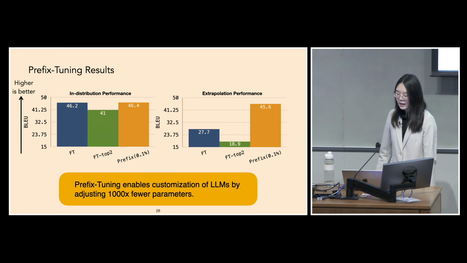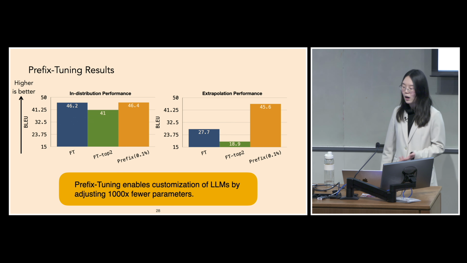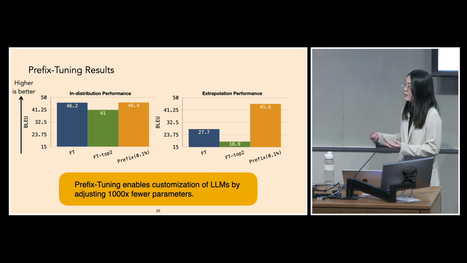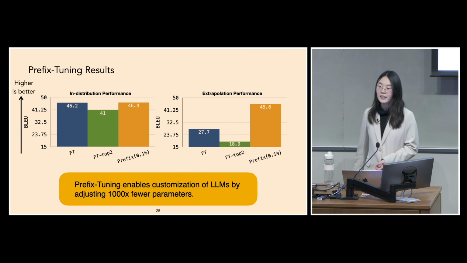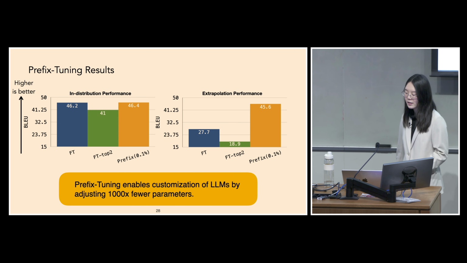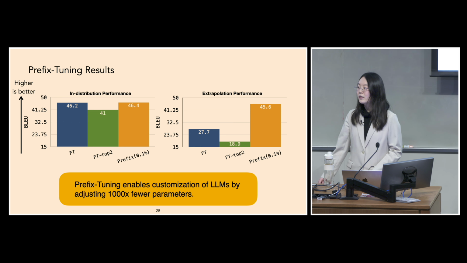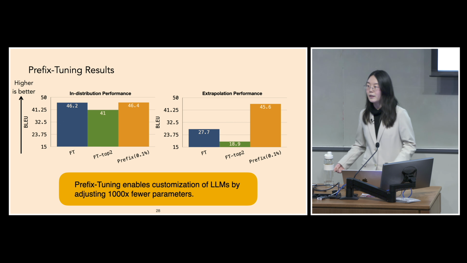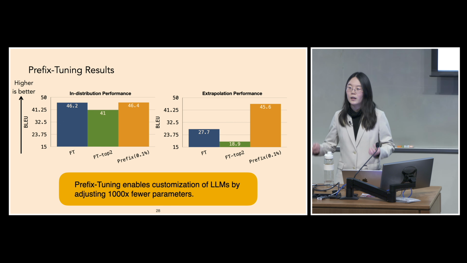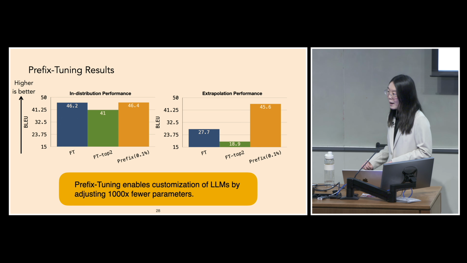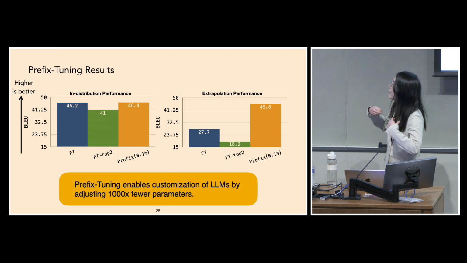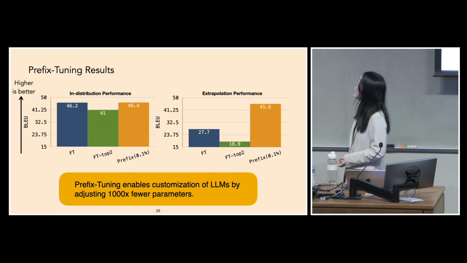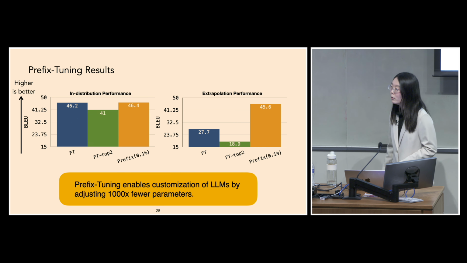In addition, it has the advantage in terms of out-of-distribution generalization, meaning that when the test distribution is different from the training distribution, the prefix-tuned model often attains significantly better performance than full fine-tuning. Intuitively, this is because in prefix tuning, we have preserved the original pre-trained model parameters, which is supposed to be very general purpose. So it's carrying this general-purposeness over to the downstream task and having better extrapolation performance.